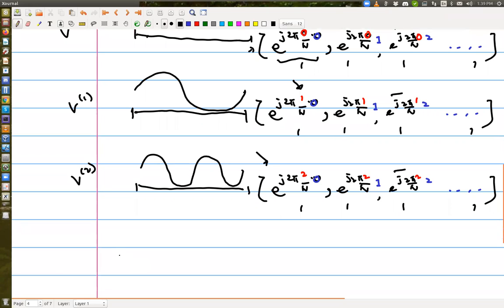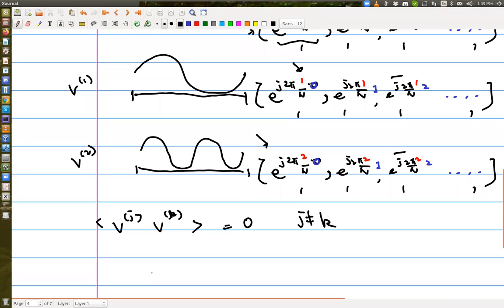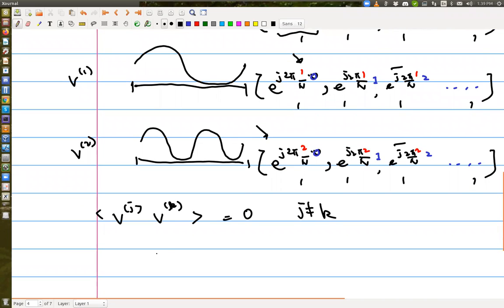So you can easily visualize that Vj and Vk are orthogonal to one another. Actually, the inner product is equal to 0 when j is not equal to k. Because when j is not equal to k, what do I have?